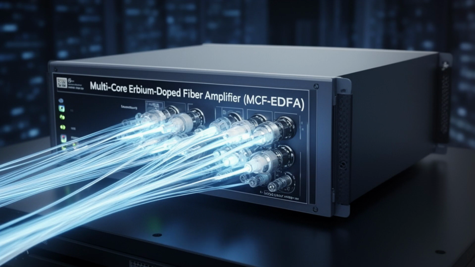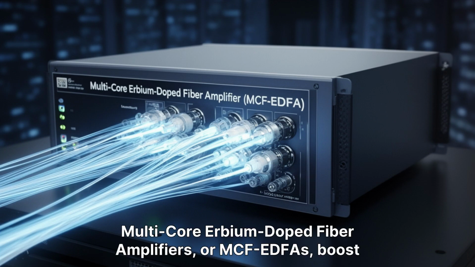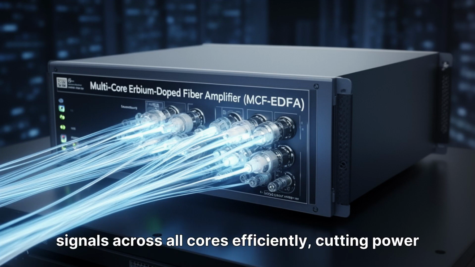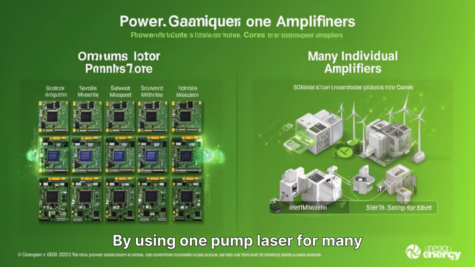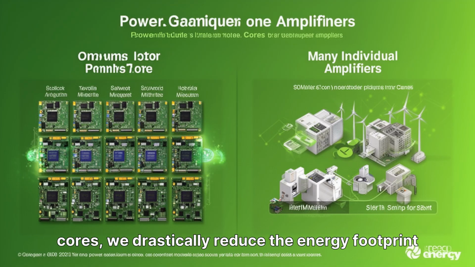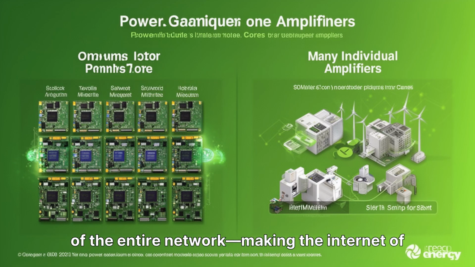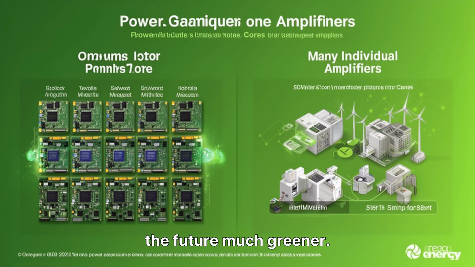Amplifiers are crucial too. Multi-core Erbium-Doped fiber amplifiers, or MCF-EDFAs, boost signals across all cores efficiently, cutting power use. By using one pump laser for many cores, we drastically reduce the energy footprint of the entire network, making the Internet of the future much greener.